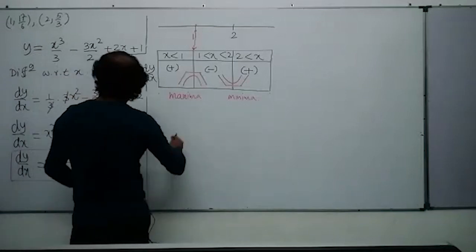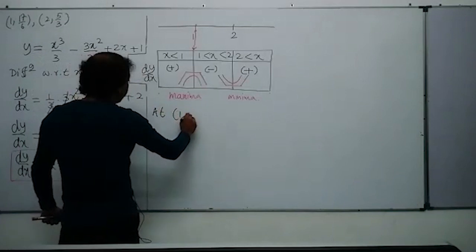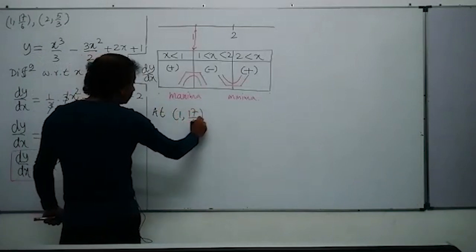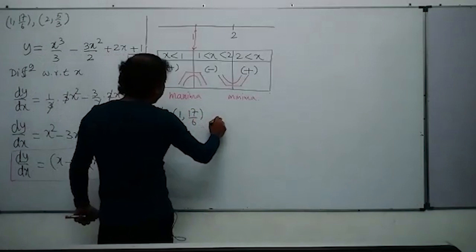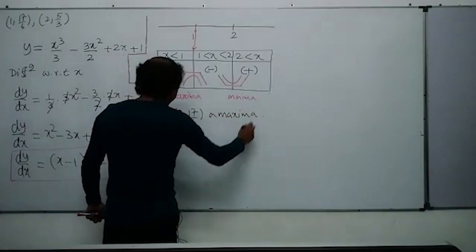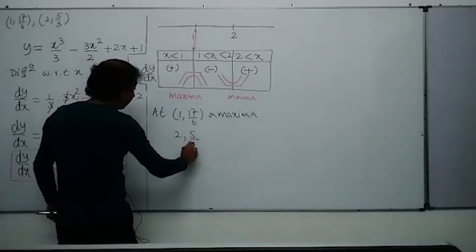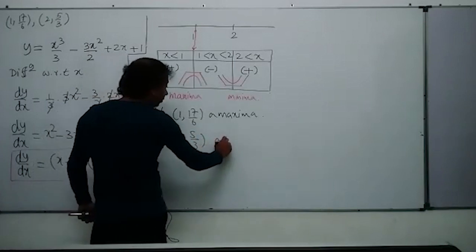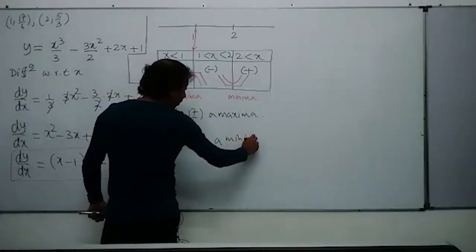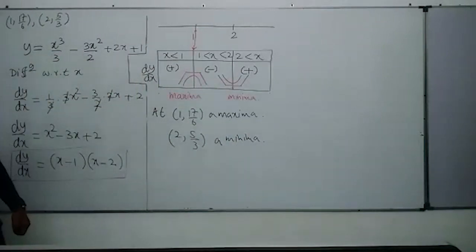Right? Then we can write at 1, 17 upon 6, a maxima. And 2, 5 by 3, a minimum. This way we can do that. Right.